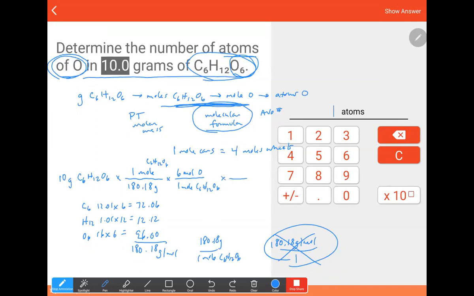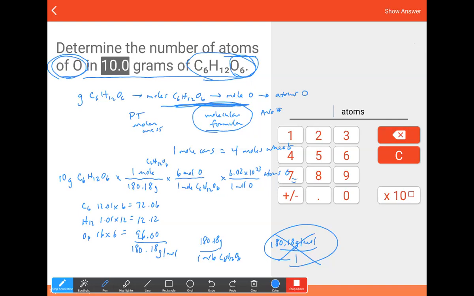Then I'm going to say every 1 mole of oxygen has 6.02 times 10 to the 23rd atoms of oxygen. Now remember, that's 1 mole has a bunch of atoms, not 1 atom is 6.02 times 10 to the 23rd moles. So getting that right is correct. So now I'm going to multiply everything on top, divide everything on the bottom.